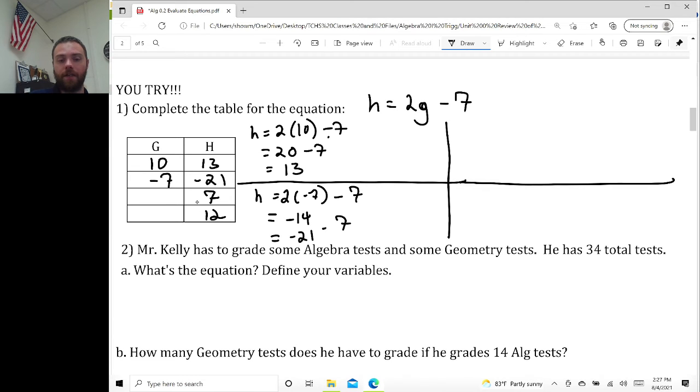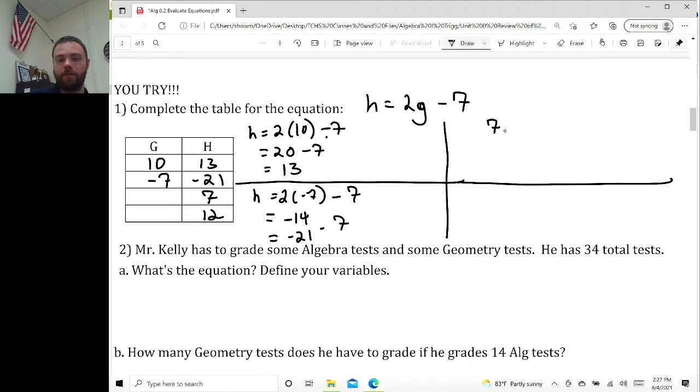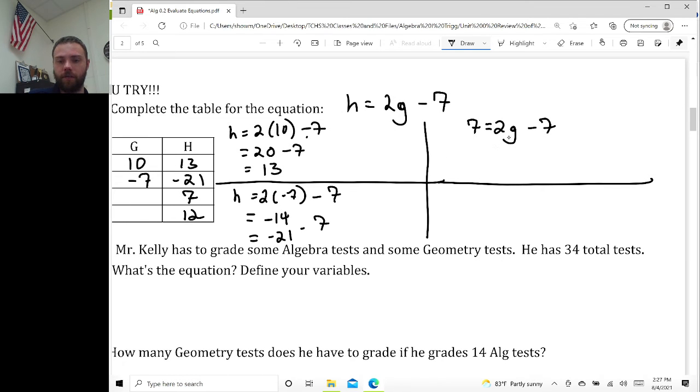So now I need to fill in this table here, but I'm finding G now. So instead of plugging in the value of G and finding H, now I'm going to plug in H and find G. So I've got 7 for H equals 2 times G minus 7. So what I want to do is solve for G. I want to get G alone. So I'm going to get rid of this subtraction. Well, what's the opposite of subtraction? Well, it's going to be addition. So I'm going to add 7 to both sides.